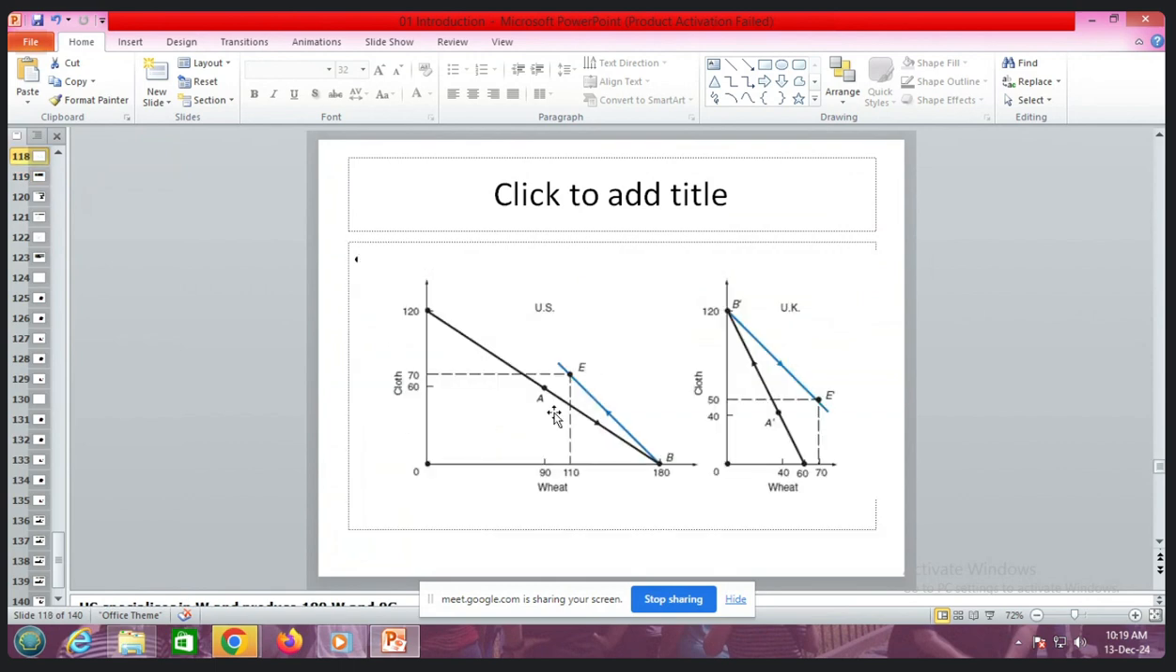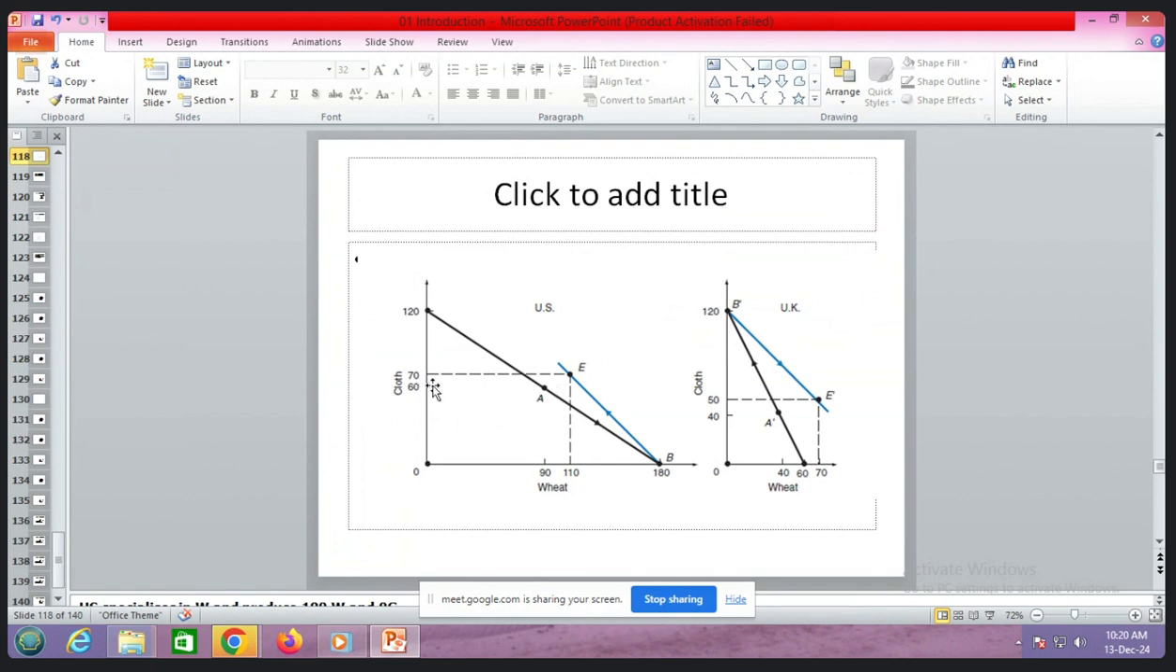Before trade, the US was consuming 90 wheat. After trade, the US is consuming 110 wheat. So consumers in the US are able to consume 20 additional units of wheat. Is this a gain in consumption? So 20 wheat is the gain in consumption in the US.